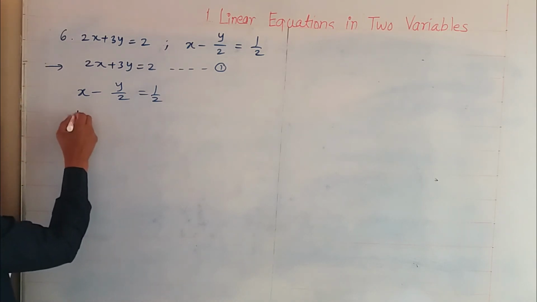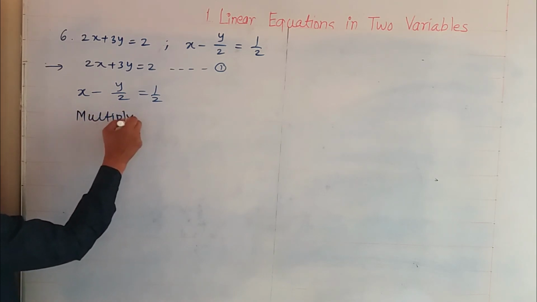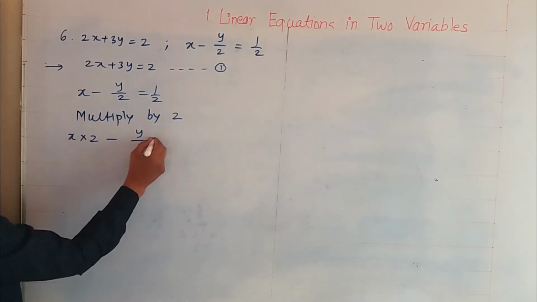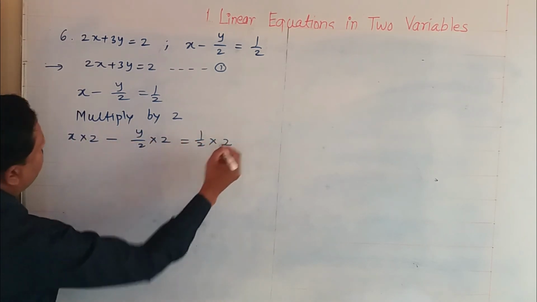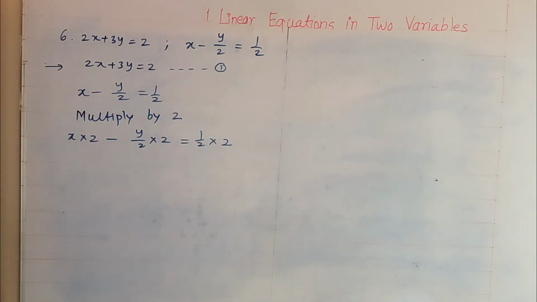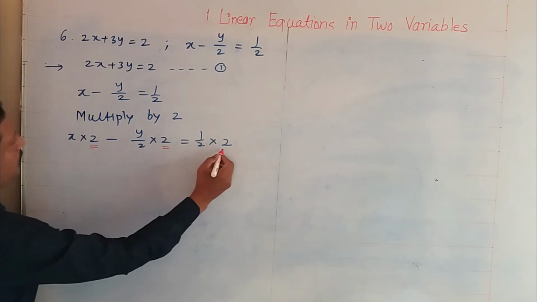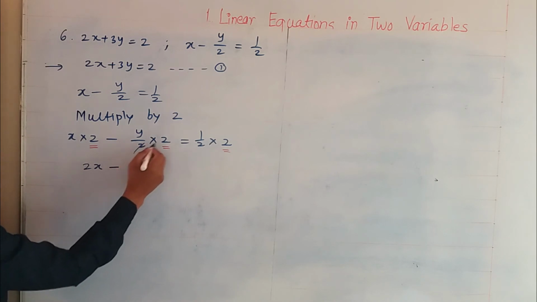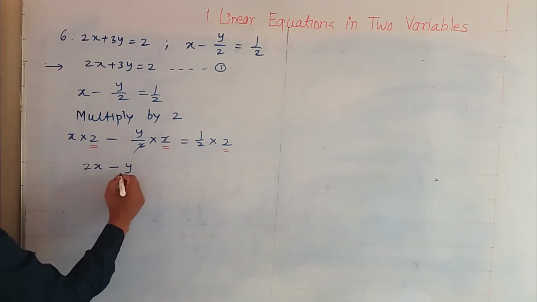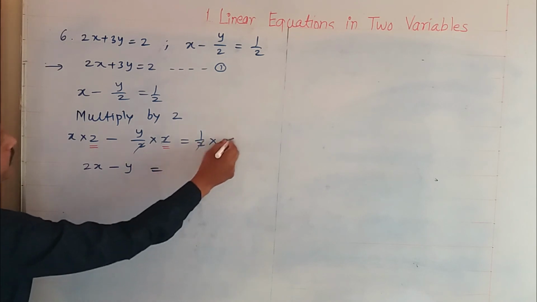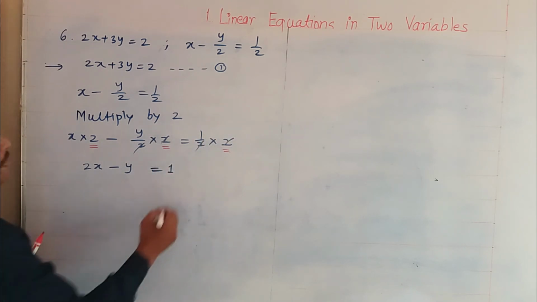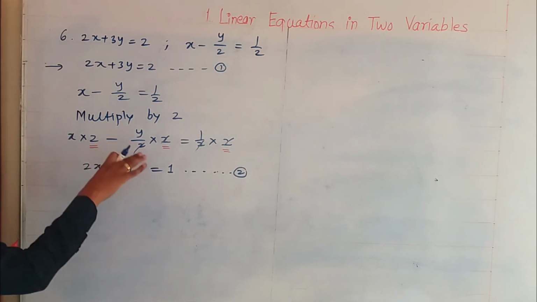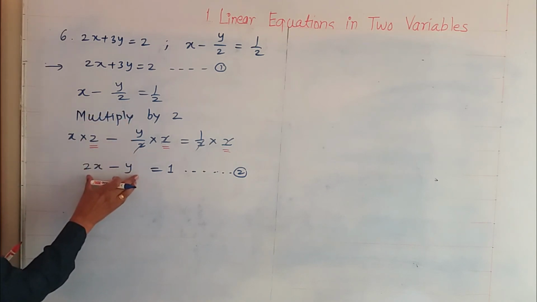So multiply by 2 on both sides. So x multiplied by 2 minus y upon 2 multiplied by 2 is equal to 1 upon 2 multiplied by 2. Each term is multiplied by 2, like this. Now simplify this. So we get here 2x minus, this 2 and this 2 get cancelled, minus y is equal to, also this 2 and this 2 get cancelled, and we get here 1. So this is the equation number 2 in the simplified form. In order to avoid the calculations, we made the equation number 2 in the simplified form.